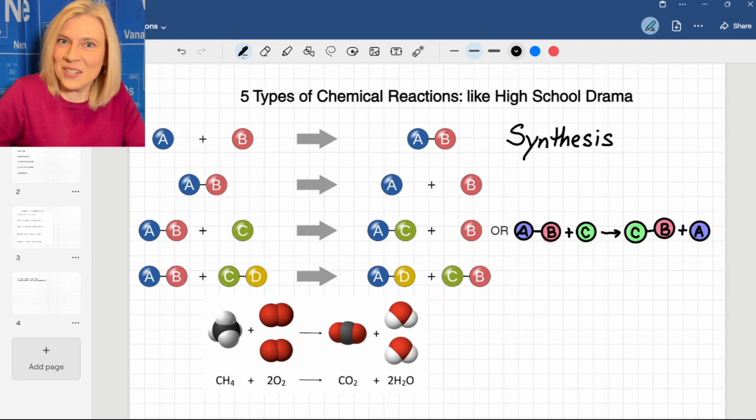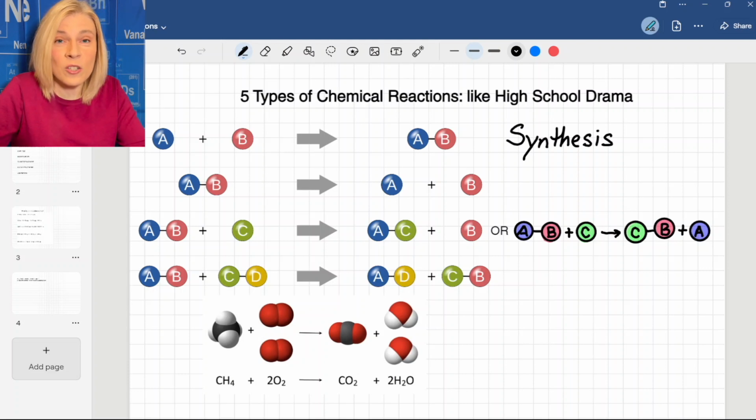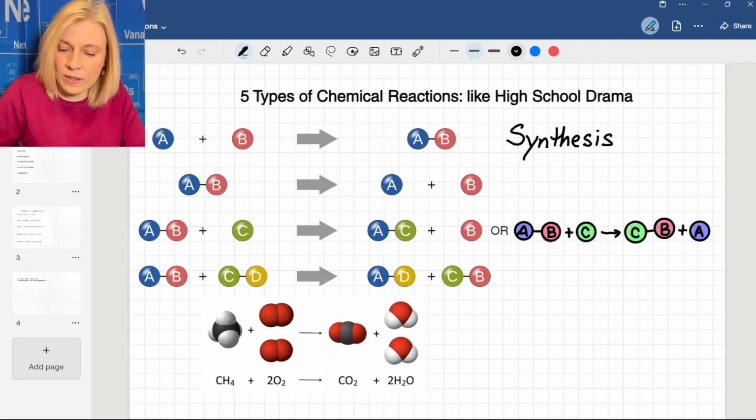Let's go to scenario 2. Here we have Adam and Barbara walked into the dance as a couple, and on a dance floor they had a huge fight. And now they walk away, they separate ways. Now it's Adam without Barbara and Barbara without Adam. So what happened? How can we classify this chemical reaction? This we will call decomposition.